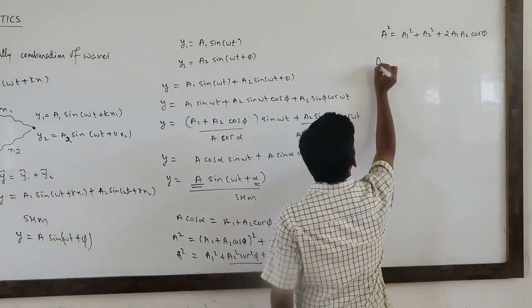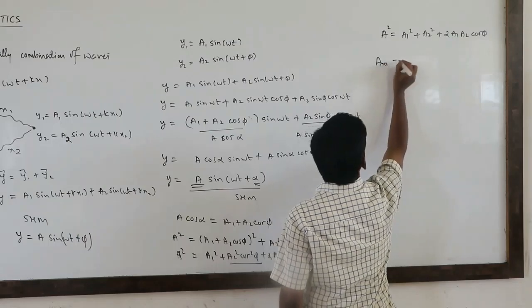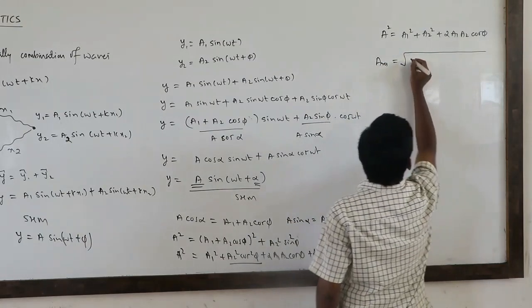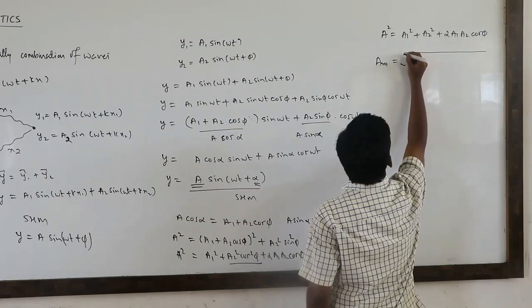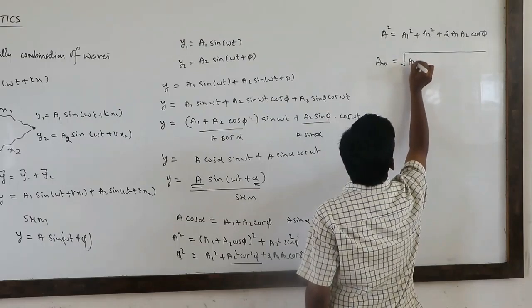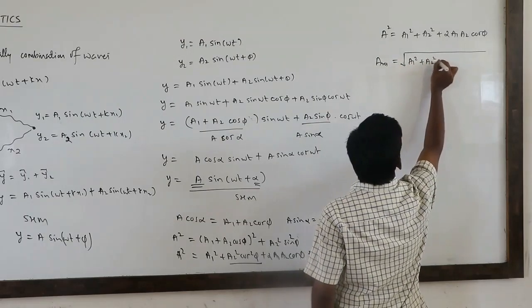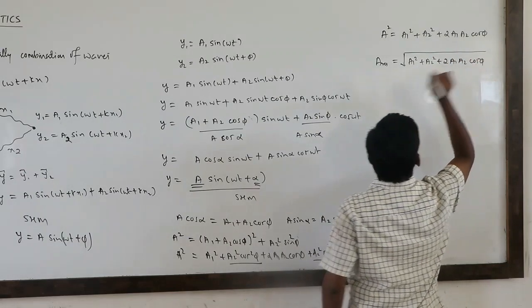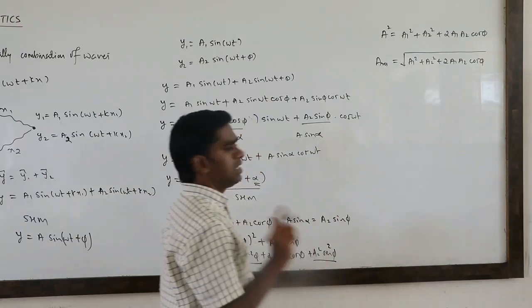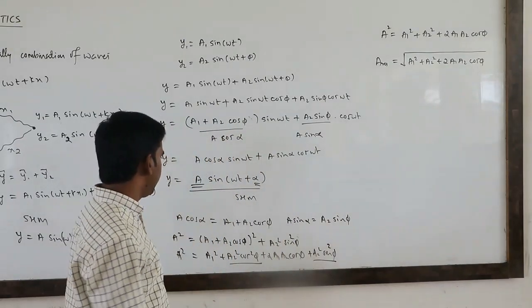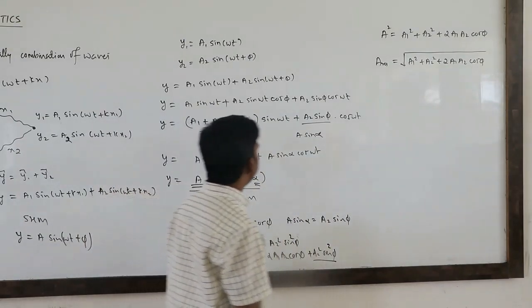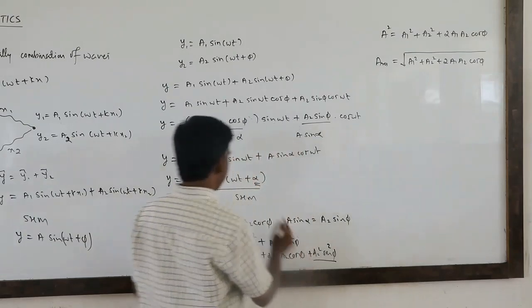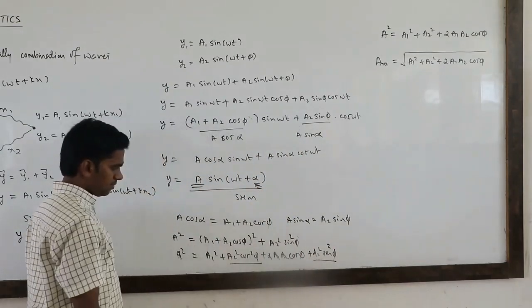So now the resultant amplitude is equal to the root of A1 square plus A2 square plus 2 A1 A2 cos pi. Okay, so this is the resultant amplitude. Remember, we are going to make much use of this in this chapter. Then we have to find alpha also. So how can we find alpha?